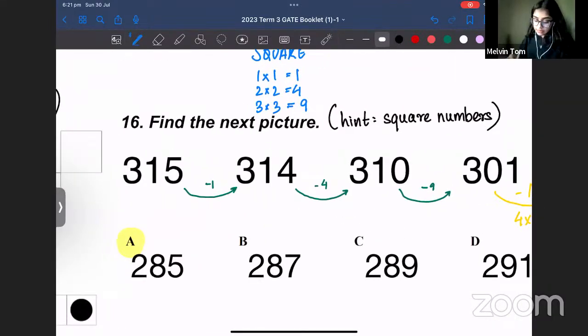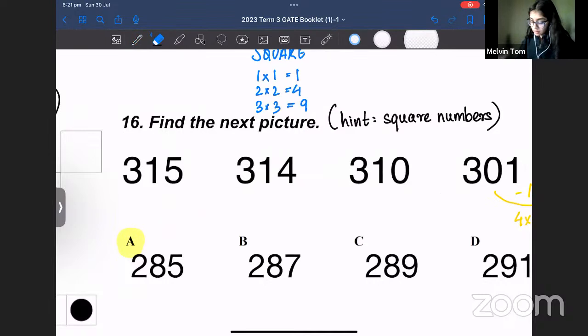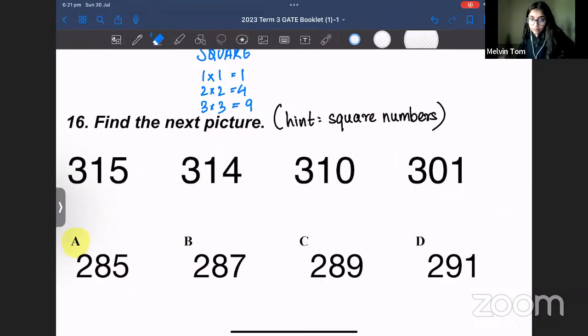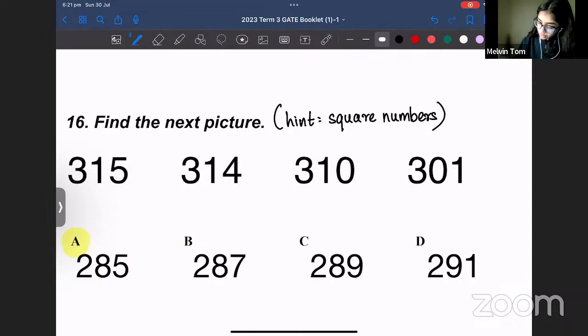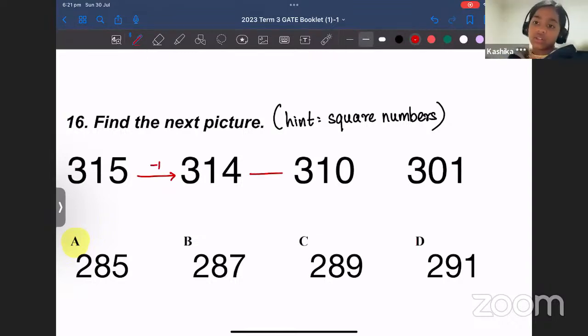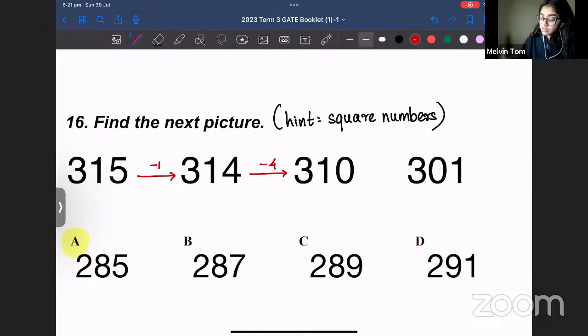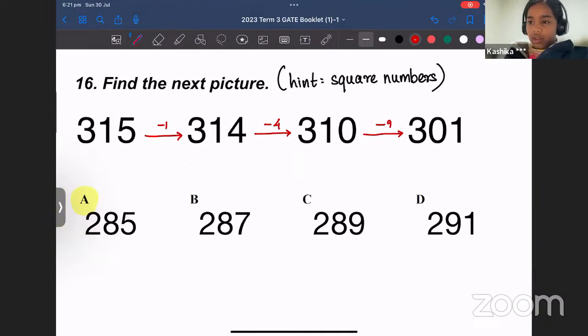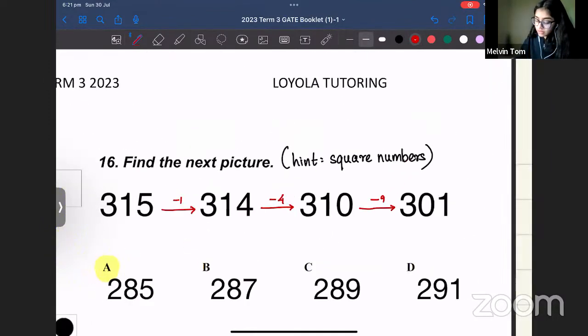Question 16 is a fairly easy question. Let's see how this goes. So 315 to 314, the difference is -1. Very good. 314 to 310 is -4. Very good. 310 to 301 is -9. Brilliant.